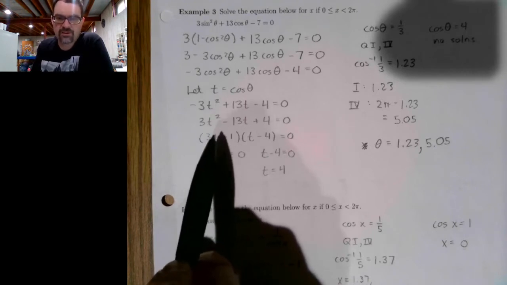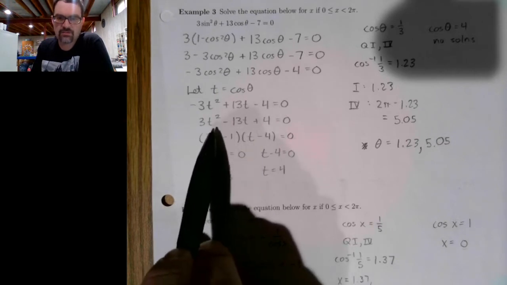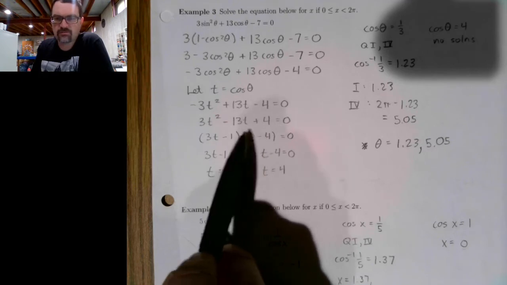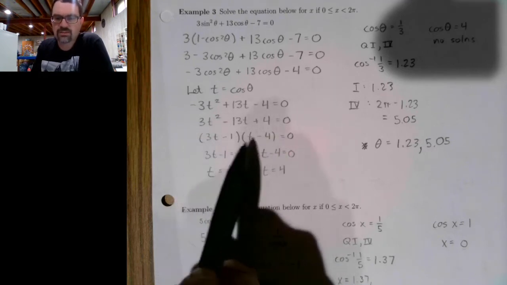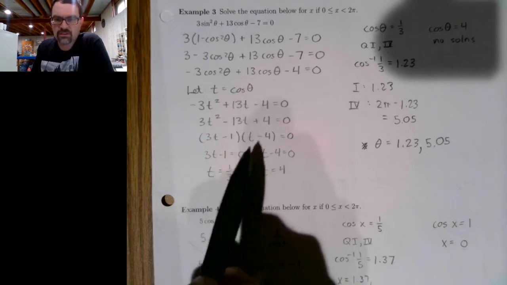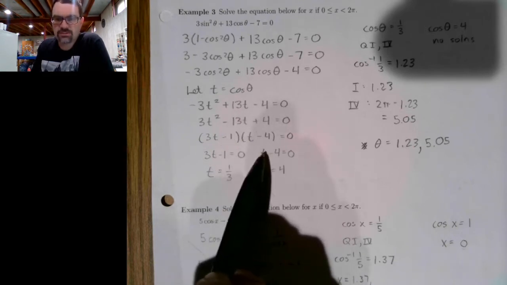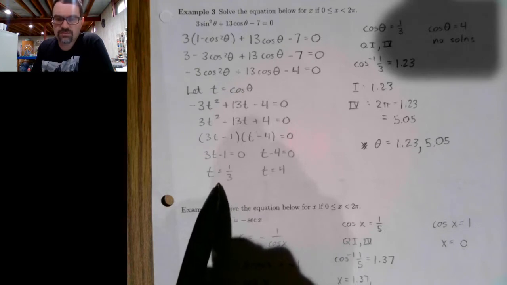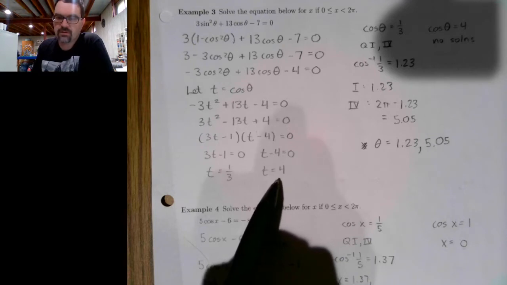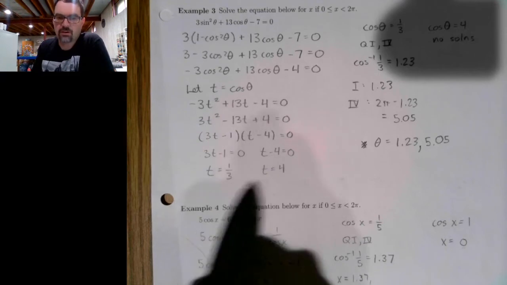Factoring is a matter of, well, what are our factors going to be? We can put a 3t here and a t here to get 3t squared. Then we just have to work out those numbers correctly so that if you were to use FOIL on this, the outers and the inners would give you the negative 13t in the middle, and it turns out that these two factors do that. Then we set each factor equal to 0 and solve for t. So we get down to t equals a third and t equals 4. Now, if this was the problem we started with in algebra class, here we'd be done already.